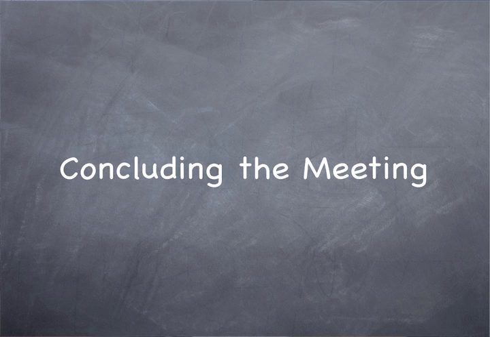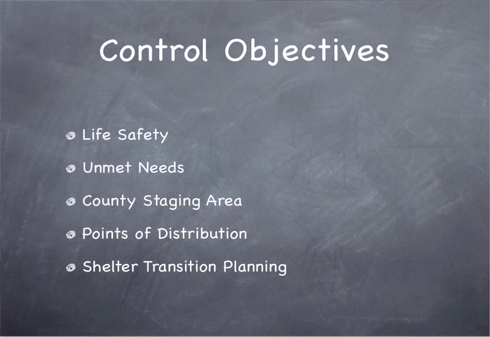The planning section has developed some draft control objectives, and these control objectives deal with one, life safety issues, two, unmet needs, three, CSA, four, pod openings, and five, shelter transition plan. Okay, the control objectives are complete. Are there any questions about any of the objectives or anything else we've discussed? Okay, in that case, the incident commander will review the final IAP and sign the IAP. We'll publish the IAP, and the operations brief is scheduled for one hour from now.